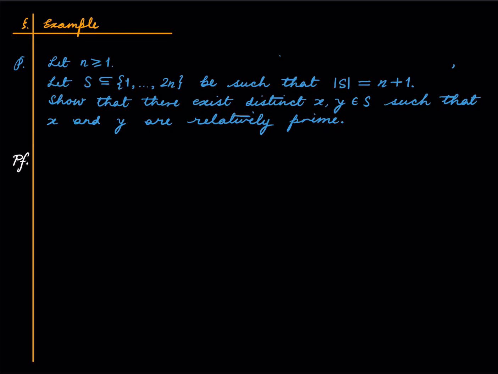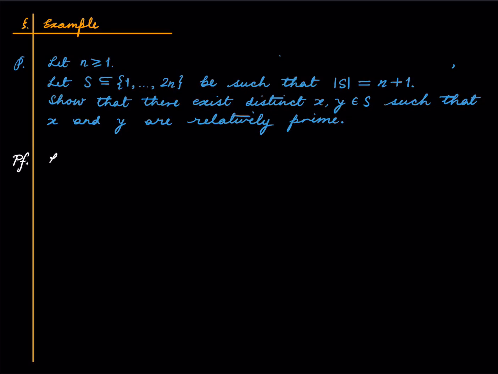So an example of relatively prime integers would be 3 and 7. There are no prime factors common here. 4 and 7 are also relatively prime. 4 and 9 are also relatively prime. However, 4 and 12 are not relatively prime because 3 is a common factor. 3 is a prime, which is a common factor. All right.